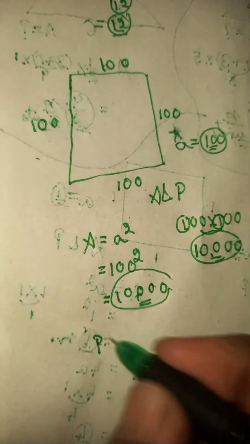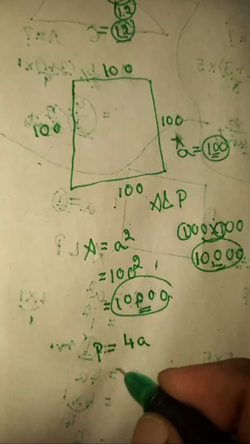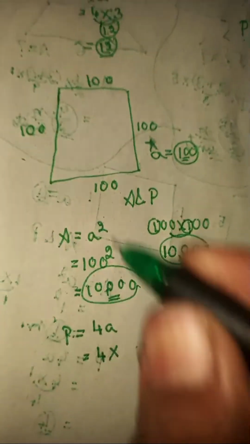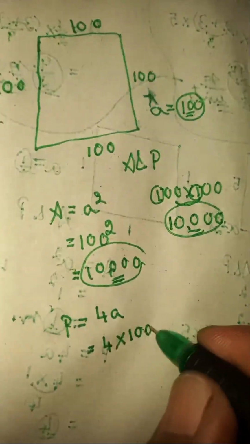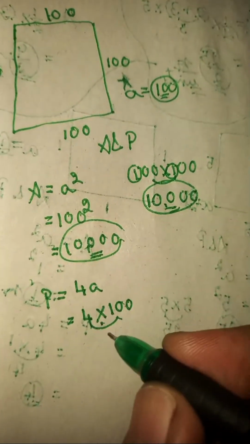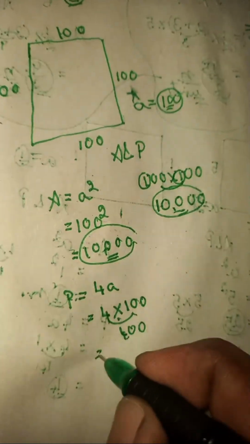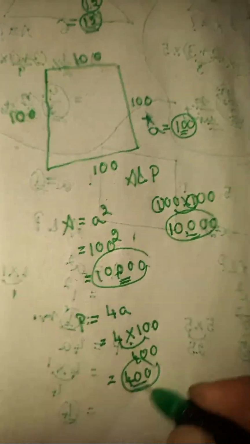Let's find out the perimeter, that is 4a. That's going to be equal to 4 times side length 100. 4 times 100 is 400. It's going to be 400 units perimeter.